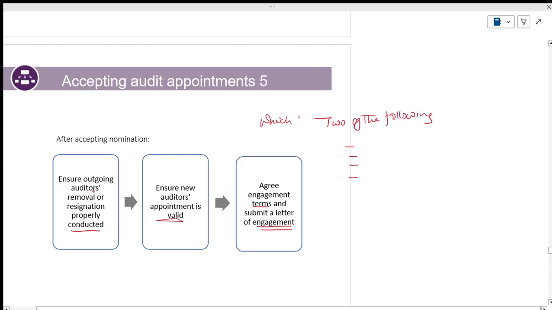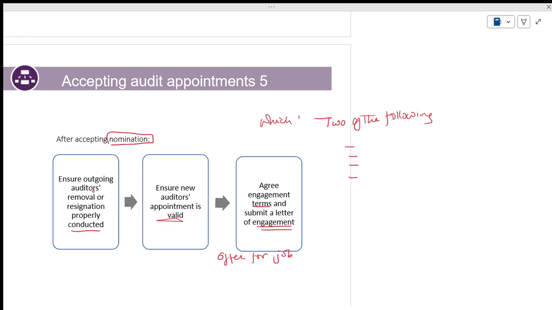It's a simple thing. It's like an offer. We are offered a job. If you agree, then automatically you give your acceptance. The first one is after accepting the nomination, not after accepting the offer. Nomination, offer letter.